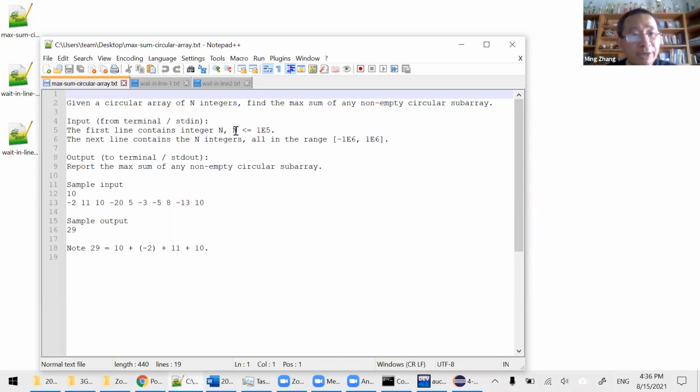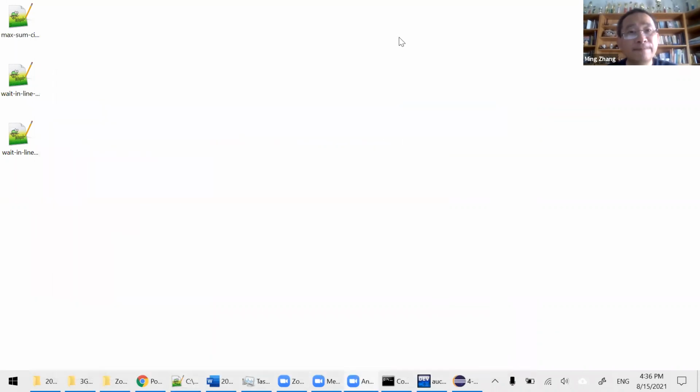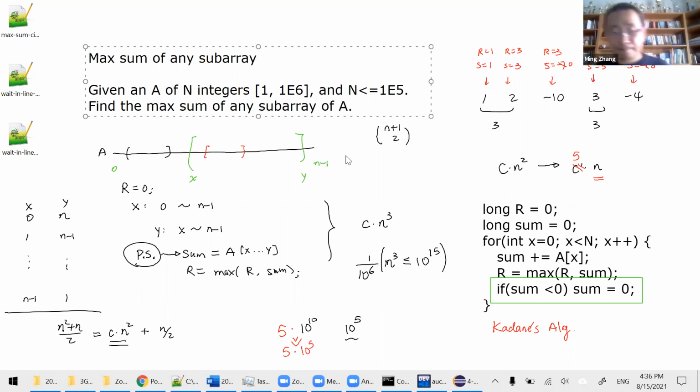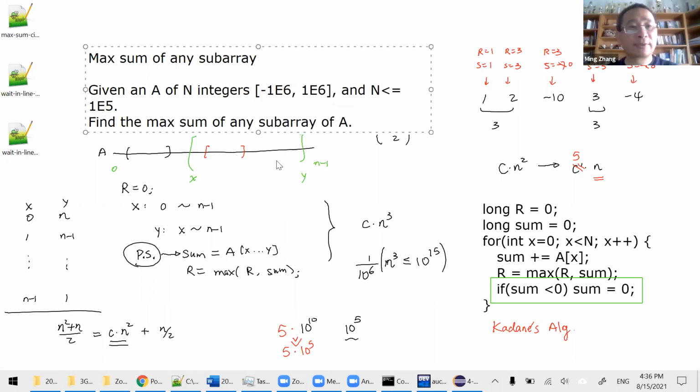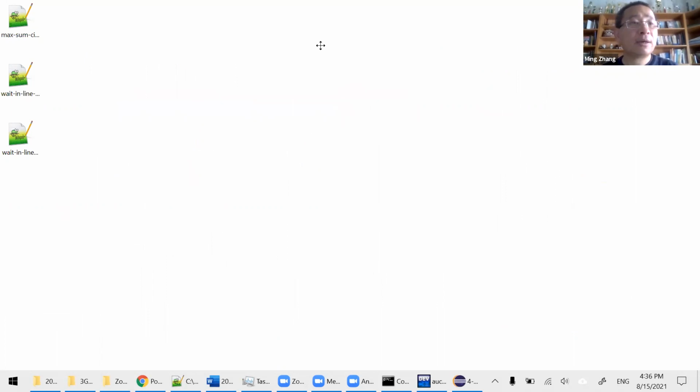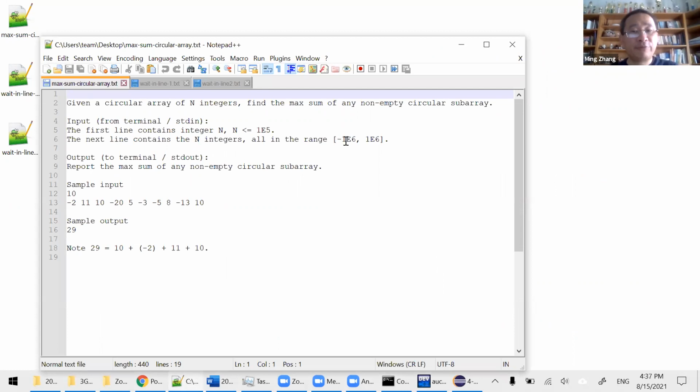Again, array A has n integers, n still is restricted to 10^5, 100,000. All the numbers this time. Oh, last time did I say the, no, that's wrong here. Take it back. This one should be negative 1E6. If you don't have negative numbers, that would be trivial, right? So negative 1 million to positive 1 million. Excuse me for that mistake. So here, all the numbers are again in the range from negative 1 million to positive 1 million. Now report the max sum of any non-empty circular subarray.